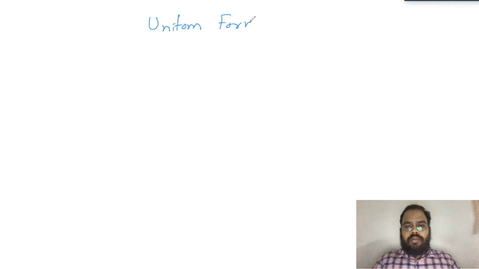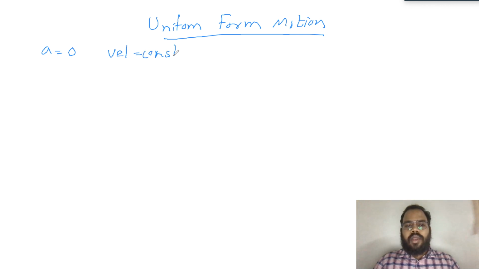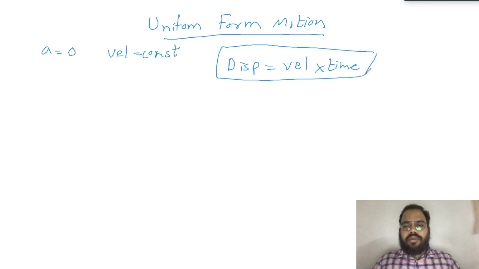As we derived in part 1, there is only one formula in uniform motion. Here your acceleration is 0 and velocity is constant, so the formula is displacement equals velocity into time. This is the only formula we usually use in this type of motion. There won't be many sums from this type of motion, but there can be some types of sums which can be a little tricky, so we'll solve those.